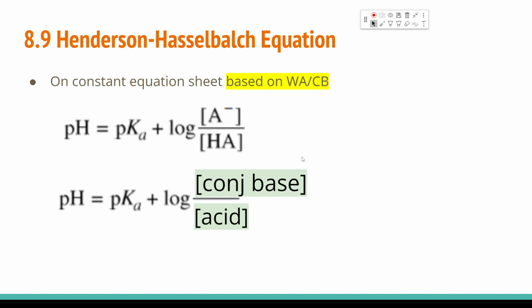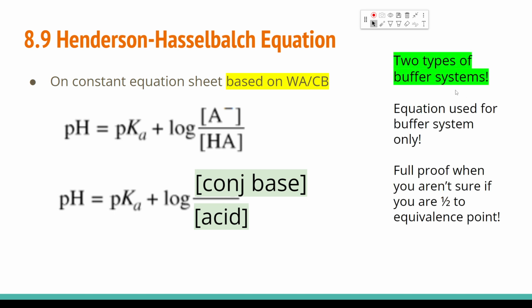Now, we have two buffer systems though. We have weak acid and conjugate base, or we have the weak base and conjugate acid. This equation is for weak acid and conjugate base. We could change it so we're talking about instead a weak base and a conjugate acid.